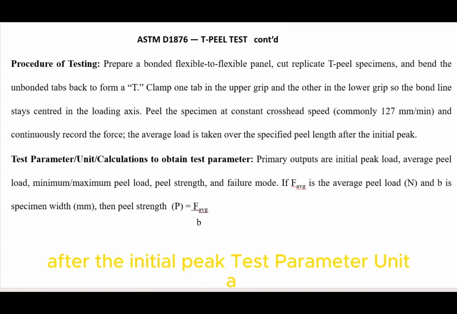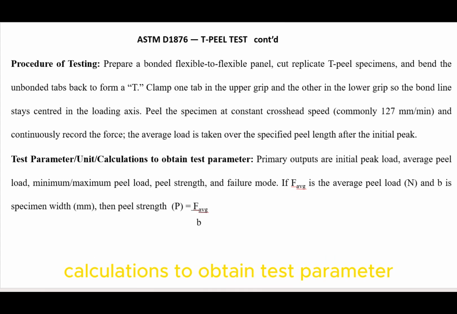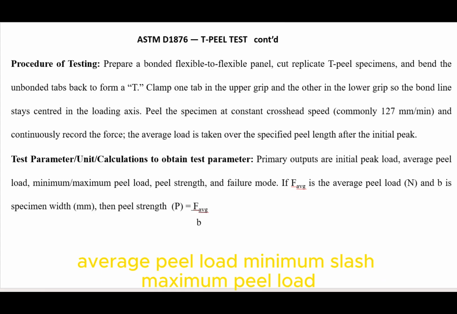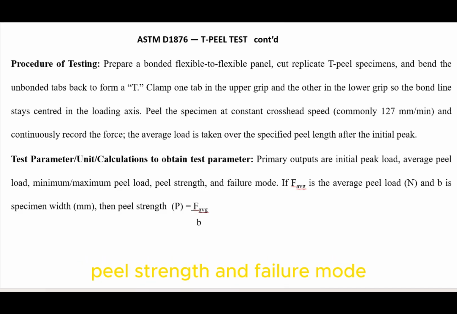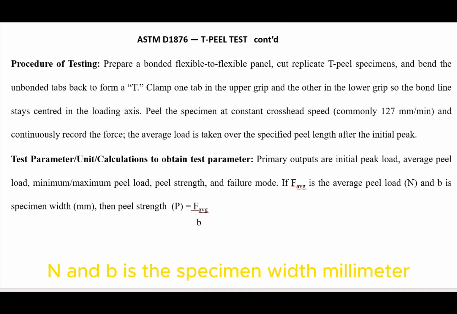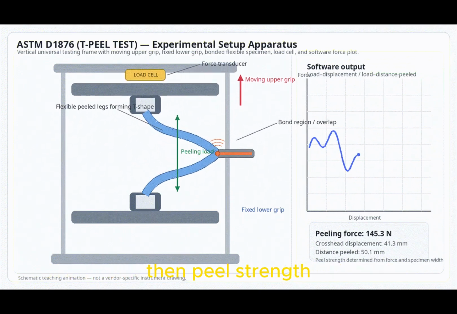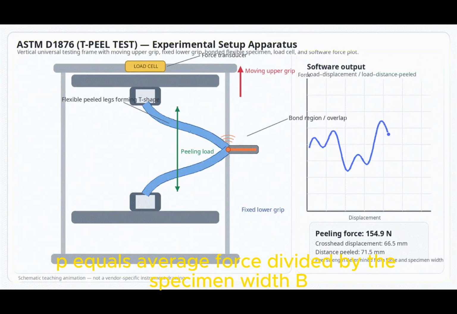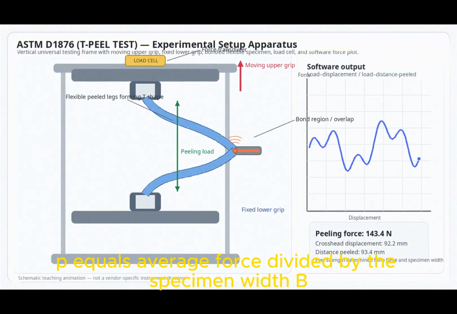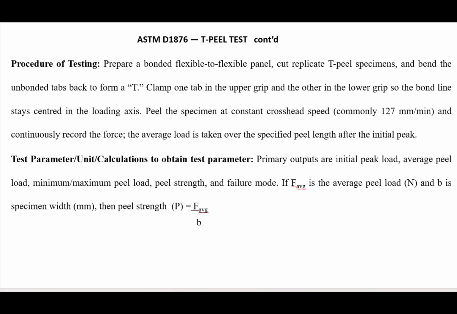Test parameters and calculations to obtain test parameter. Primary outputs are initial peak load, average peel load, minimum/maximum peel load, peel strength, and failure mode. If F average is the average peel load, N, and B is the specimen width, millimeter, then peel strength, P, equals average force divided by the specimen width, B.